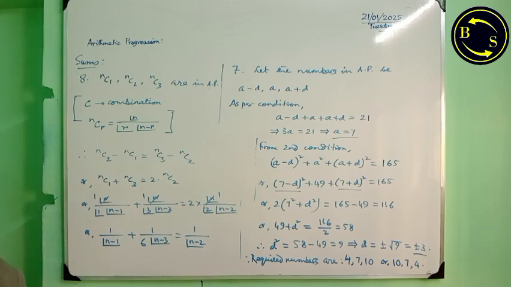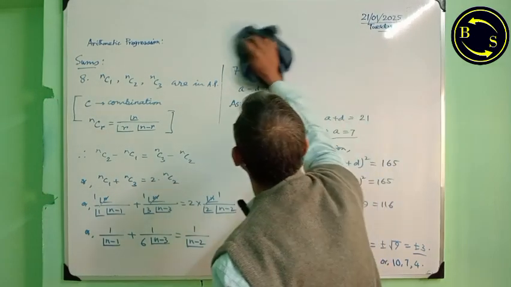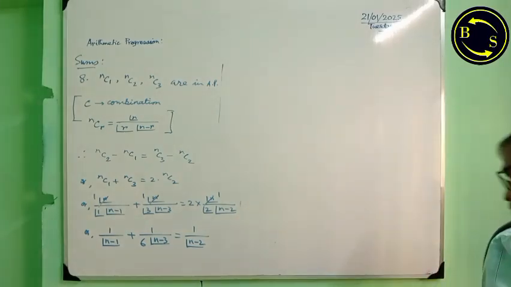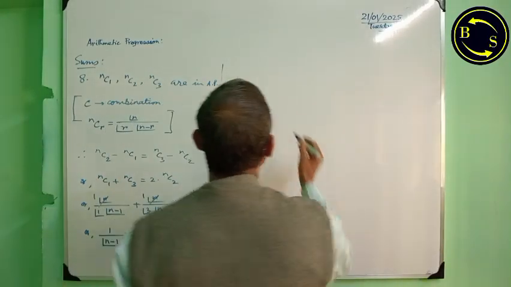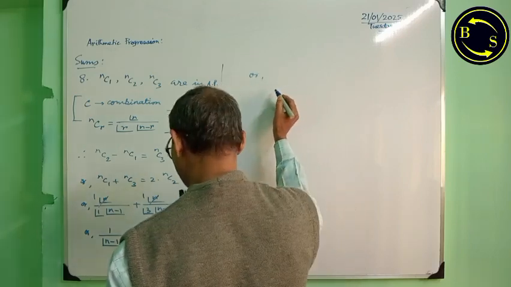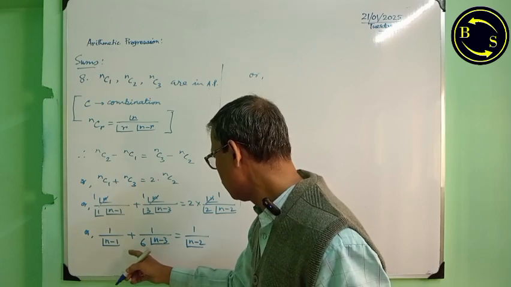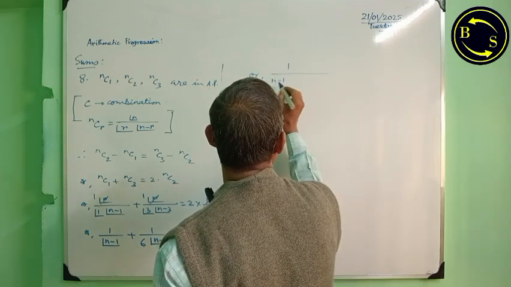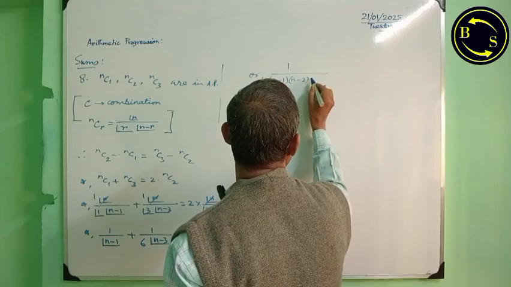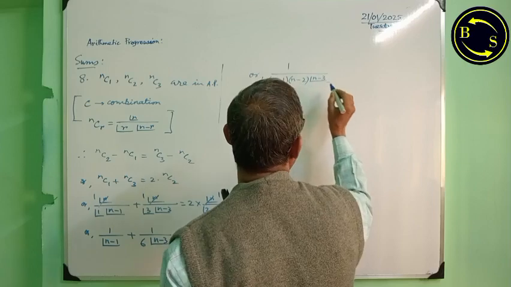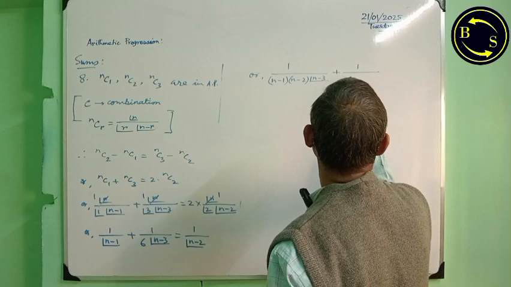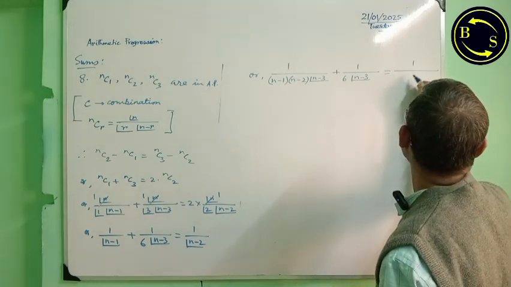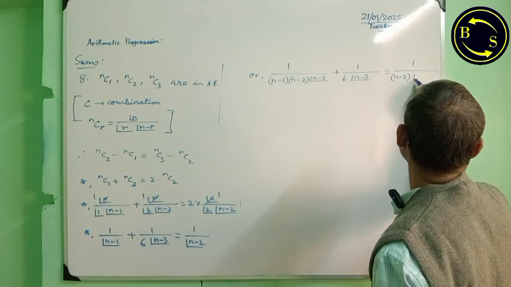Now we simplify. Since n minus 3 is smallest among n minus 1, n minus 2 and n minus 3, I write this: 1 by n minus 1, n minus 2 into factorial n minus 3, plus 1 by 6 into factorial n minus 3, and right side will be 1 by n minus 2 into factorial n minus 3.